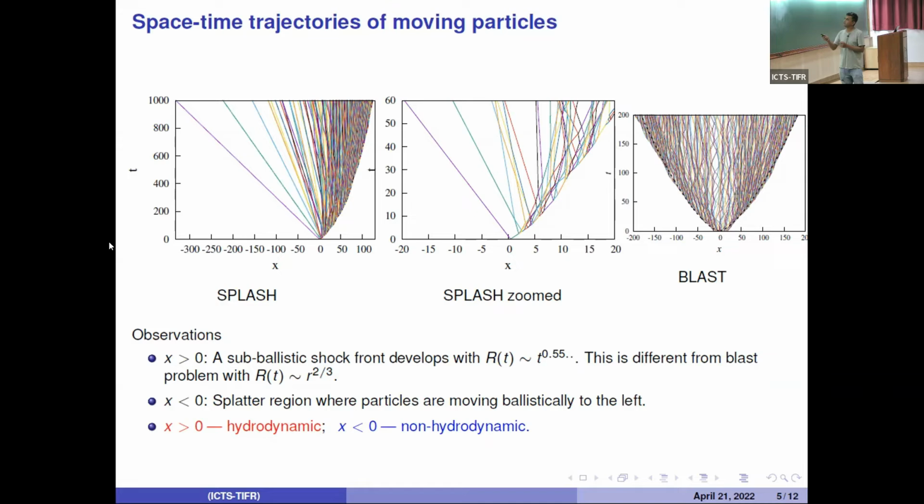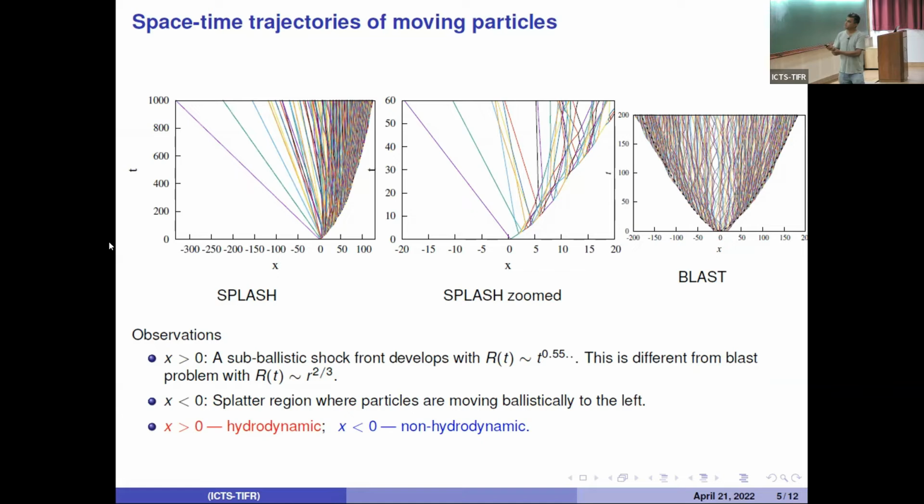Here you can describe the full system by hydrodynamics because it's a dense system. But you can see that the particles out here are very rare, while here you have a dense gas. So that's the idea. X greater than 0 is a hydrodynamic region. X less than 0 is non-hydrodynamic. And so how do we understand this?